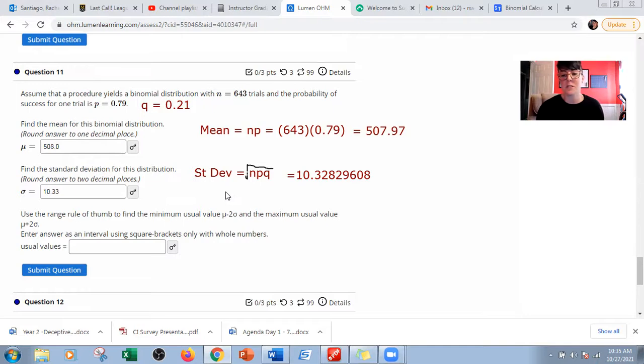Now, here comes the range rule of thumb, Nicole. If we want to find the lower value, we're going to take the mean and subtract twice the standard deviation. So that'll give us our minimum. And then the maximum is the mean plus 2 times the standard deviation. So let's figure out the min first.